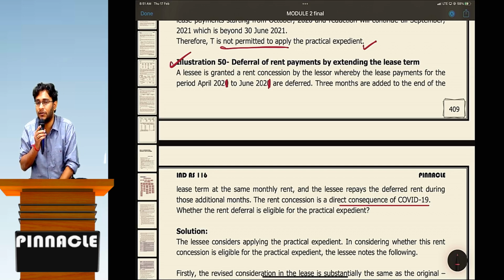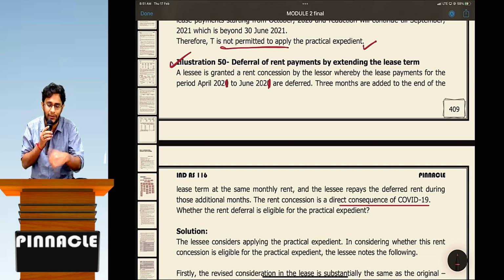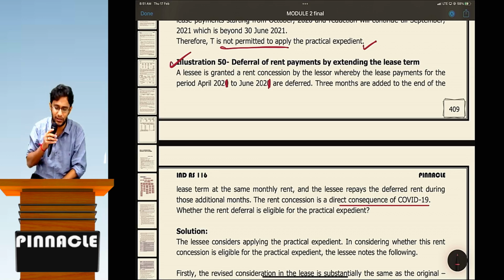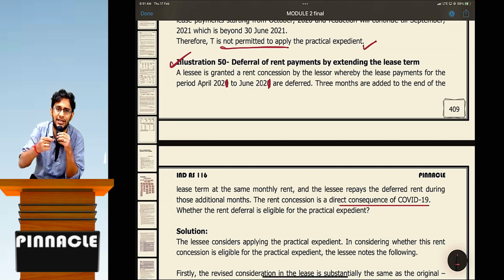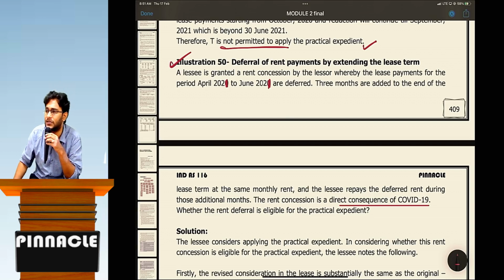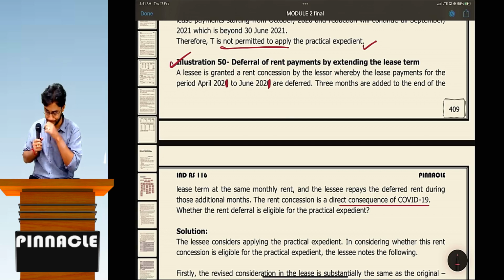See, if you are recovering this rent over the remaining period, that is okay. But here it is not like that. You are going and changing the lease term itself to recover this lease rent. Now, whether this is a substantive change or not, we do not know, sir, because with the limited information we have, will a 3 months extension be treated as a substantive change to the terms and conditions of the lease? We cannot make any judgment there.